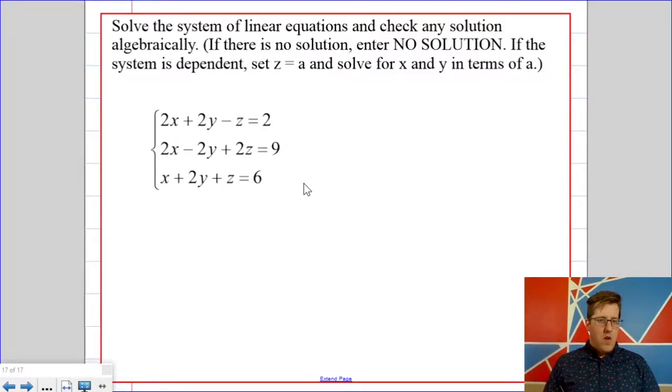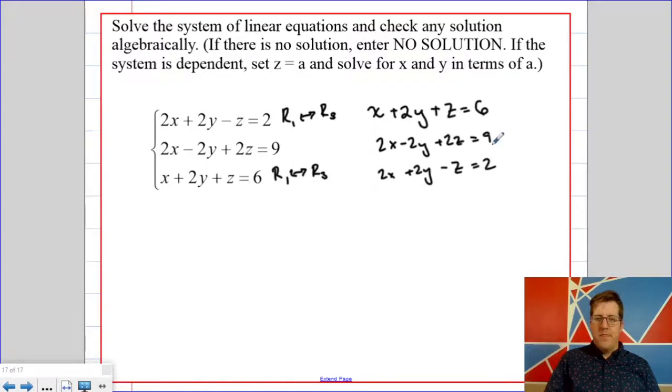Okay, so the first thing that I am going to do is rewrite this, flip-flopping rows 1 and 3. You don't need to do this, but it's actually nice to have the 1x at the top, and I'll explain that as we go along.